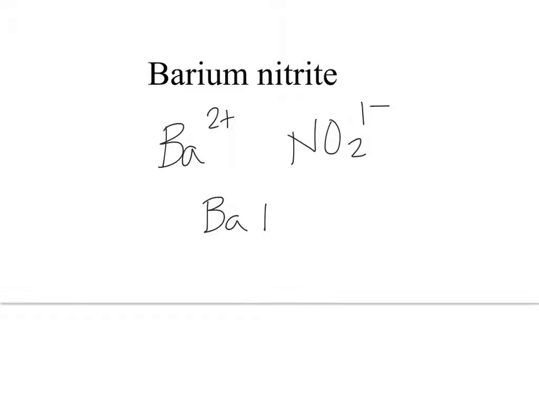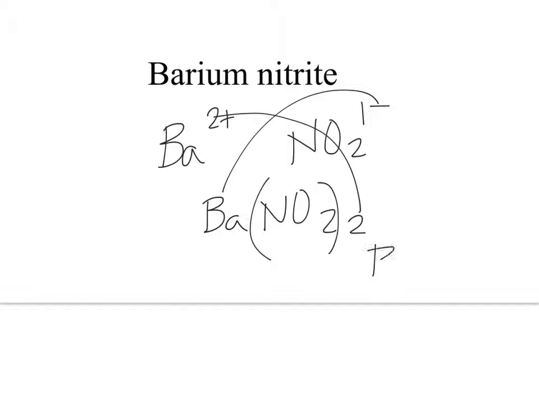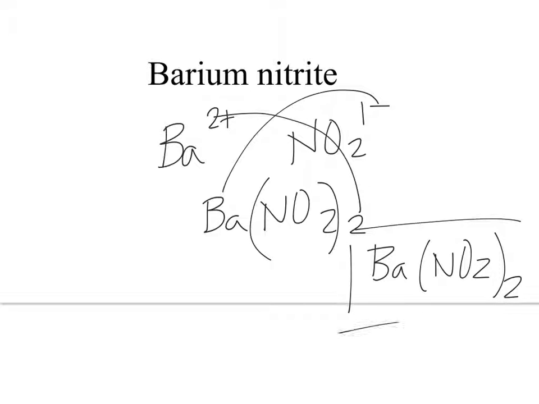Okay, we have barium nitrite, and so barium is always 2 plus. Nitrite is NO2 with a 1 minus. And so we need to cross these. Here's barium, here is nitrite. The 2 comes down here, put it in parentheses. The 1 goes there, so barium nitrite is Ba(NO2)2, barium nitrite.